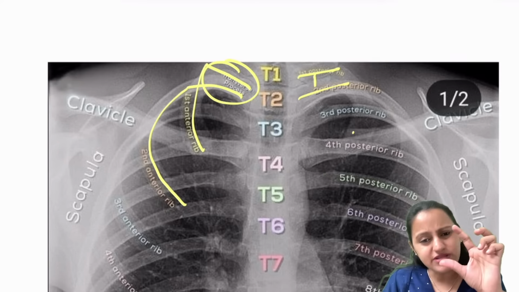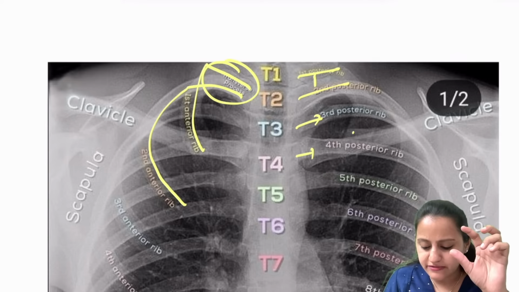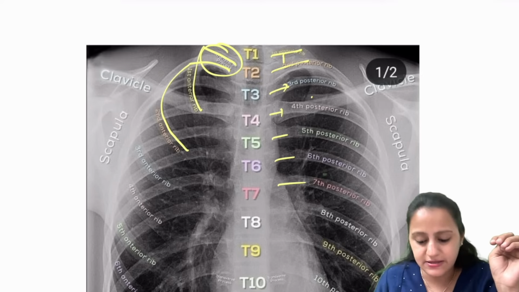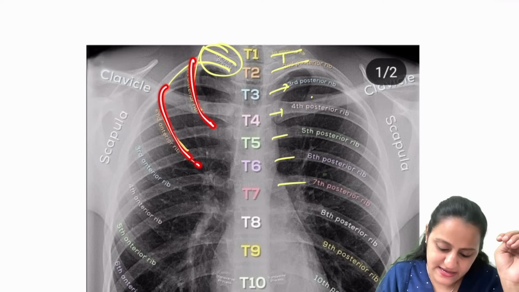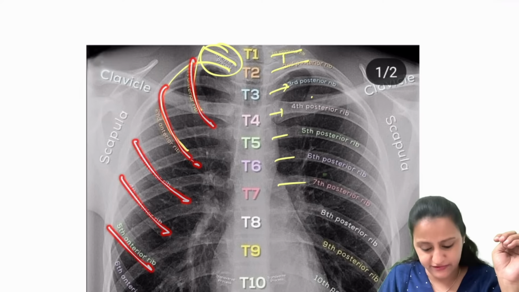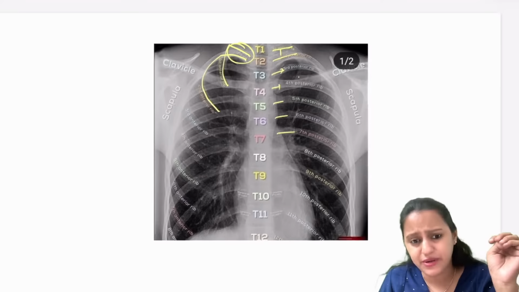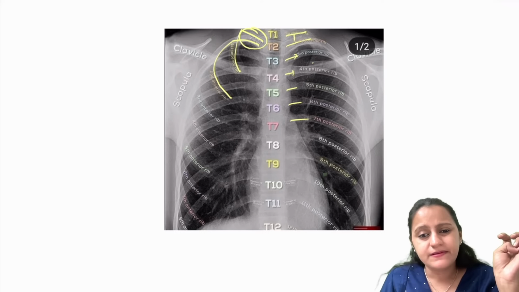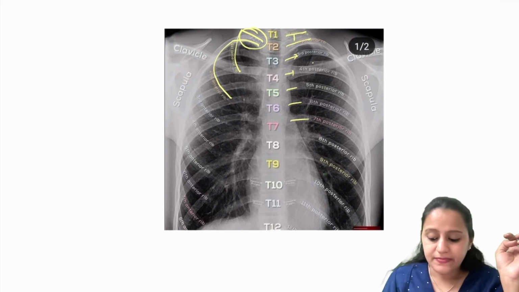First and second are close, after that you will see a good gap. Third, fourth, fifth, sixth, seventh posterior rib is what you can see here. Anterior ribs, first anterior, second anterior, third, fourth, fifth, sixth is what you can see here. Is this clear with everyone? Right?